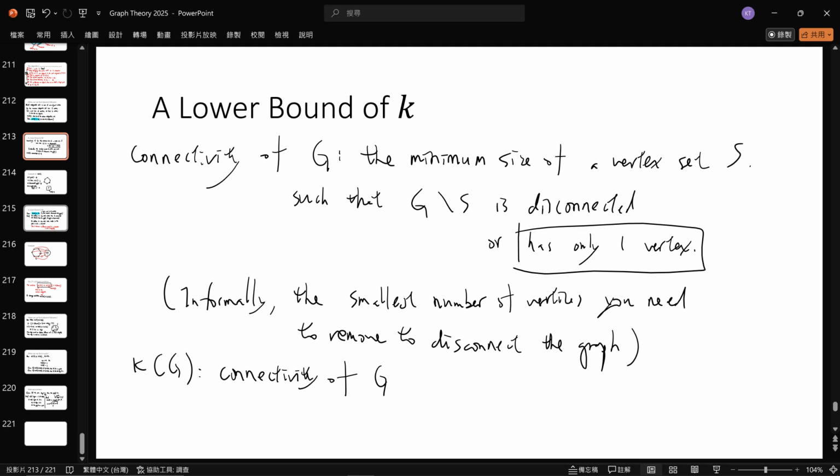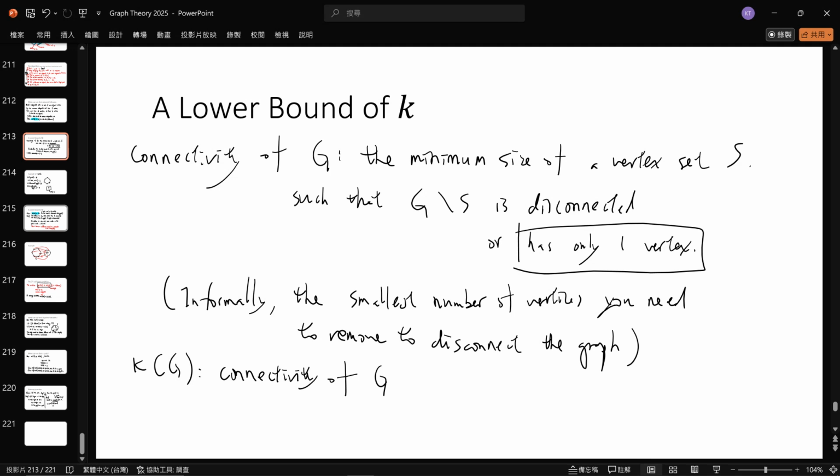Okay, so today we're going to extend this concept of connectivity that we discussed last week. Last week, when we discussed the proof for the sufficient condition of a Hamiltonian cycle, we introduced the connectivity of a graph. The connectivity is basically the minimum size of a vertex set that you need to remove in order to disconnect the graph, or to leave the graph with only one vertex.